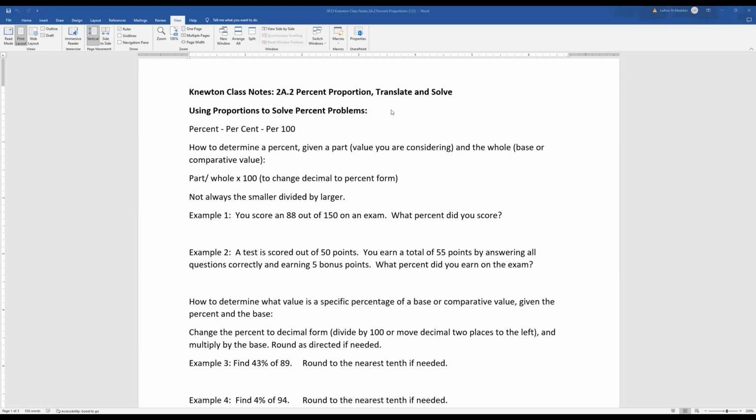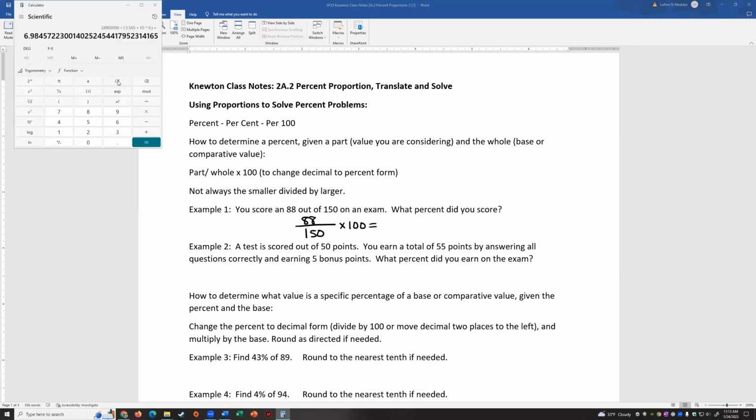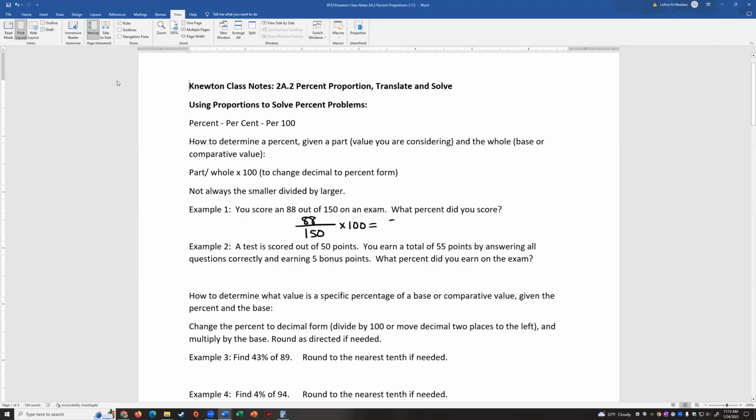So we score 88 out of 150 on an exam. What percent did we score? We had a part of 88 points earned out of a total possible 150. We're going to multiply by 100 to turn it into a percent, all in the same step. Let me make sure I'm sharing my calculator. 88 divided by 150 is 0.586 repeating. Then we multiply that by 100. It's 58.6 repeating. So this is roughly 58.6 bar percent. Since they didn't tell us to round, I'm just going to write the exact answer.